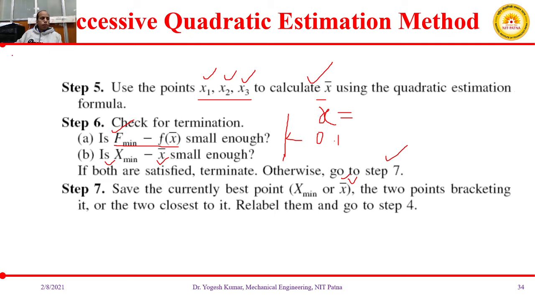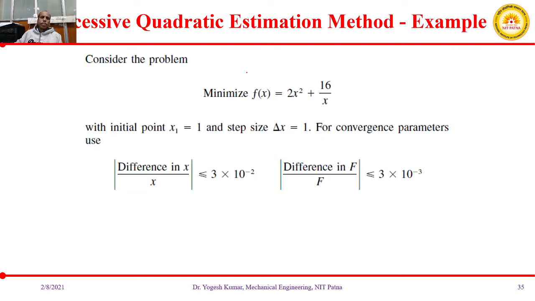Okay, so let us try to understand this algorithm using some example for better clarity. Okay, any doubt till now? Any question? I hope this was clear, how we were calculating x1, x2 and x3 in the case of successive quadratic estimation. Okay, so let us take the same problem which we took in the case of the quadratic estimation method.